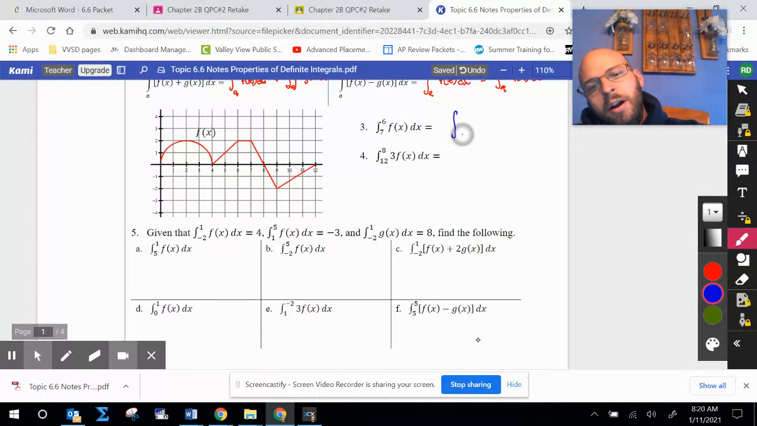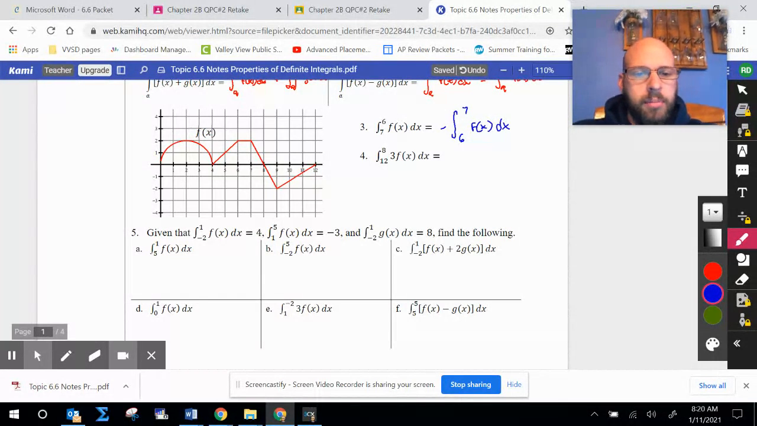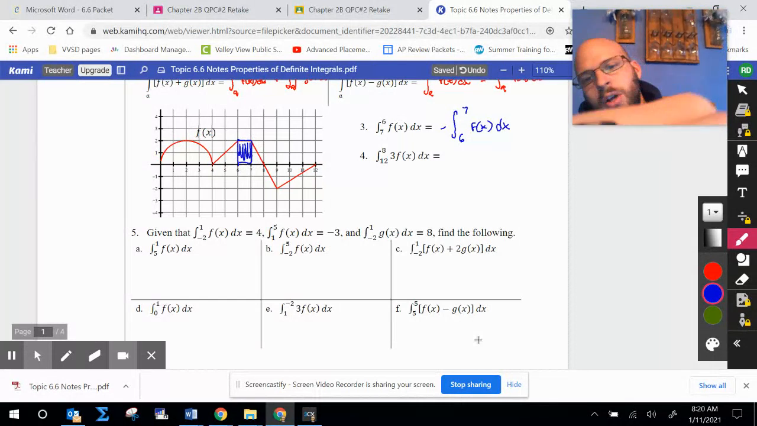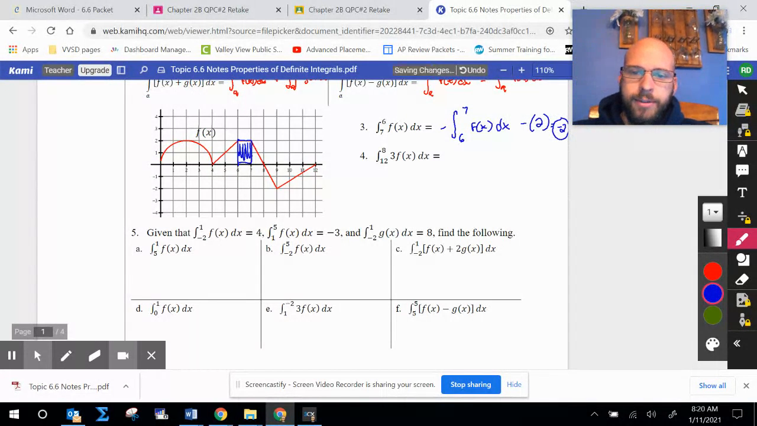Well, those limits are backwards. So I'm going to put a negative out front. I want to know what the integral of this function from 6 to 7 is, and then I'm going to multiply it by a negative value. If I go from 6 to 7, I'm referring to this rectangle, which has an area of 2, but remember that negative out front, so I get a negative 2 for my answer.